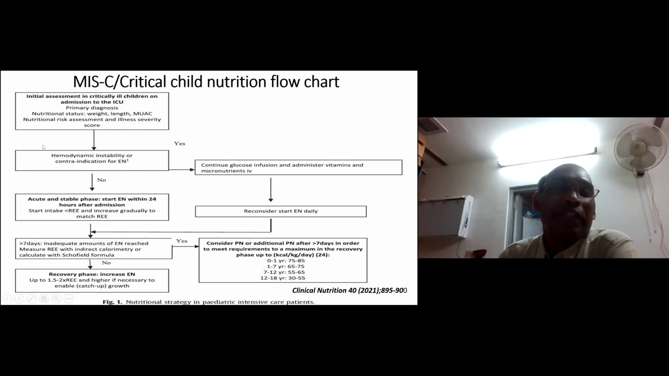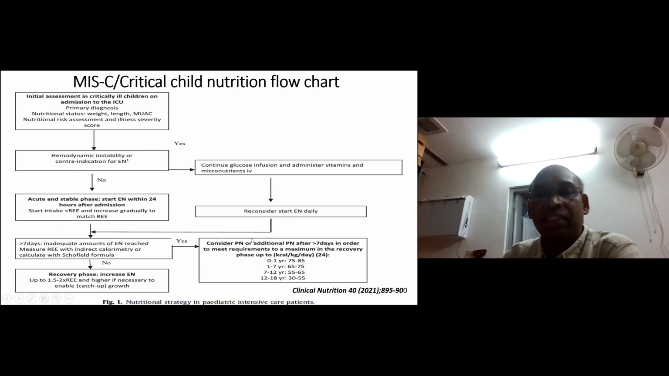So if the child is hemodynamically unstable or enteral feeding is contraindicated, then instead of TPN we can give just glucose infusion and micronutrients and vitamins. But later, we should always reconsider starting enteral nutrition if possible in the coming days. If the child is acute and stable, then we can start the resting energy expenditure energy and increase gradually to match the resting energy expenditure, and later on we can increase that.